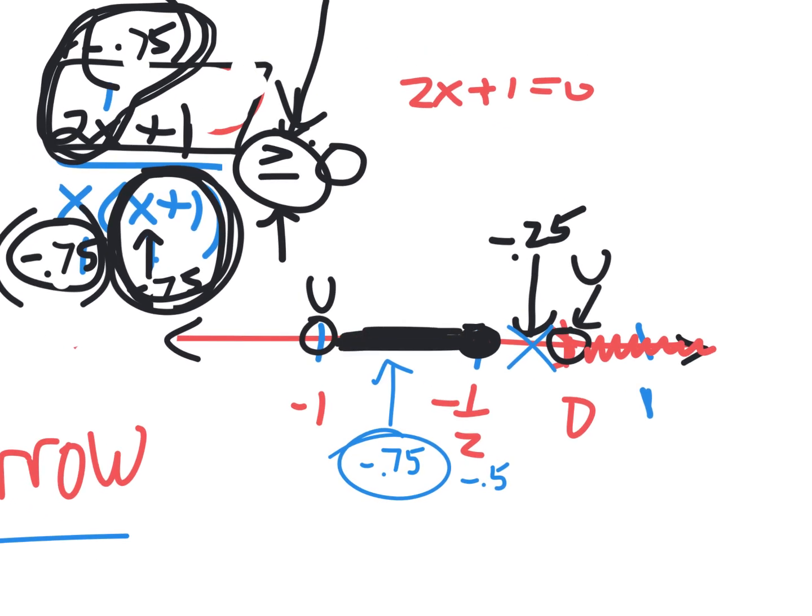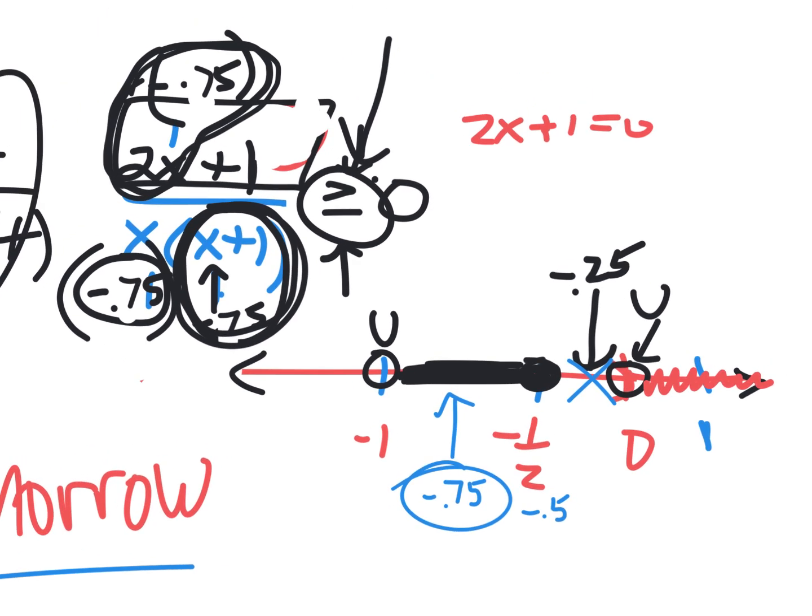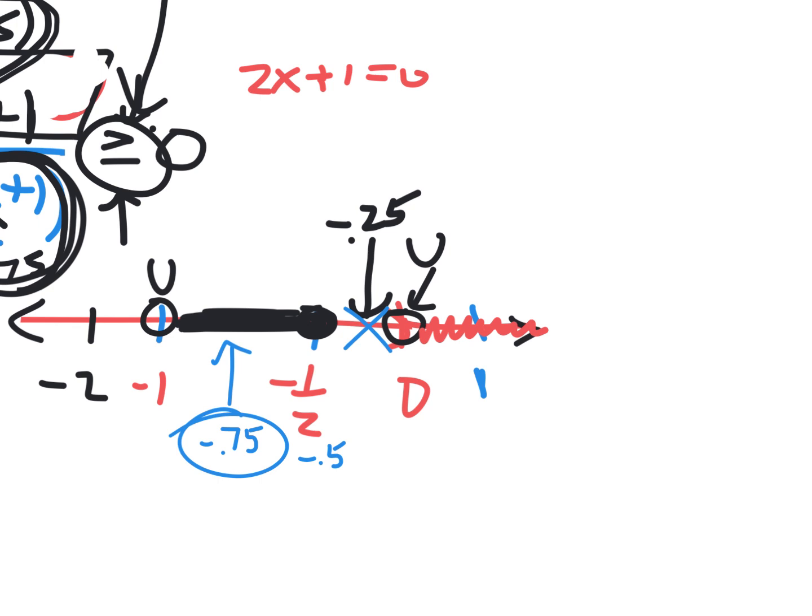And I would suspect that the last number is not gonna work. Did anybody already test -2 and make sure it didn't work? You can verify it didn't work? Okay, everybody's agreeing. Good. So then here's my answer, and you could leave it just like that. Unless the test said interval notation, in which case it looked like this.